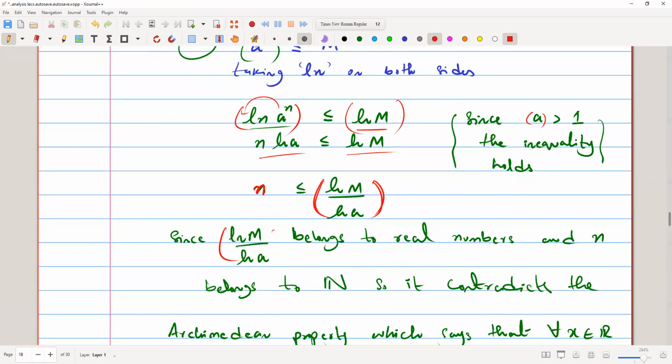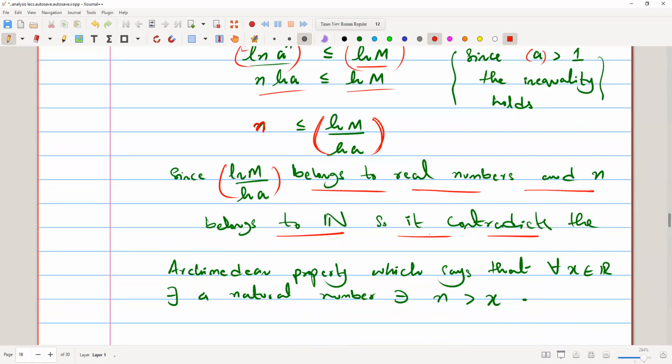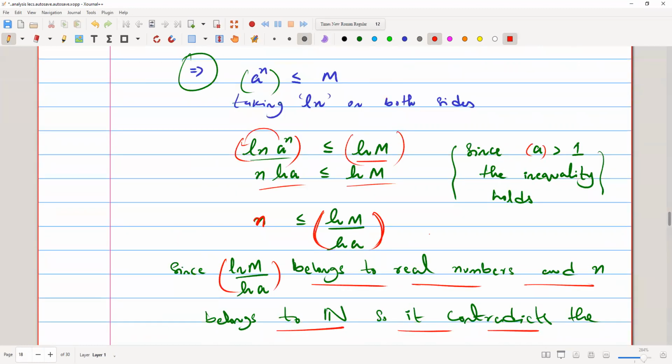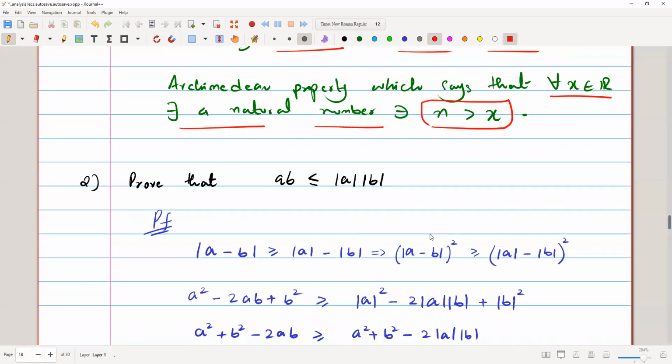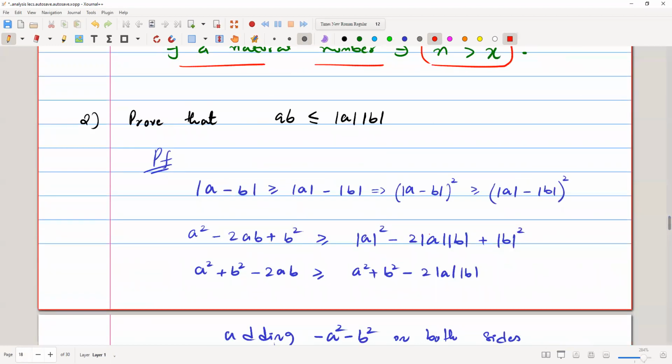Therefore, since ln M over ln a belongs to the real numbers and n belongs to the naturals, it contradicts the Archimedean property, which says that for all x belongs to the real numbers, there exists a natural number n such that n is greater than x. But this says that n will always be less than or equal to this real number. Therefore, this is a contradiction, hence this is proved.